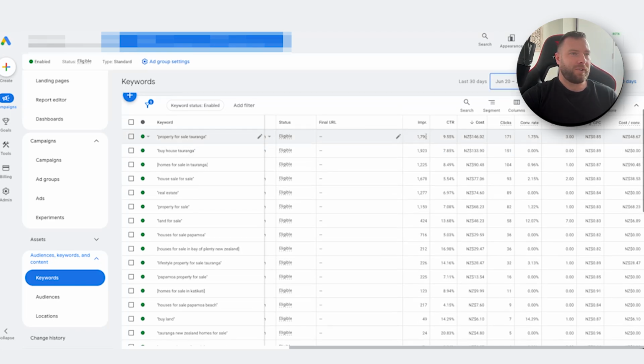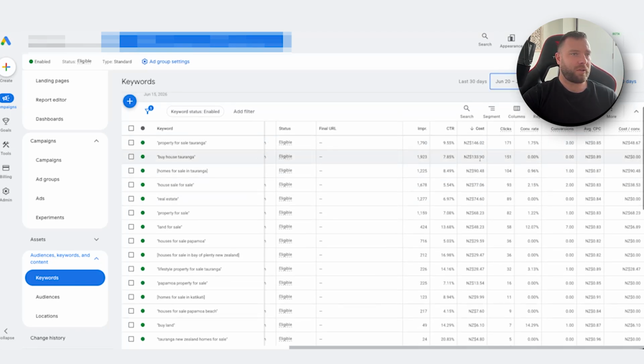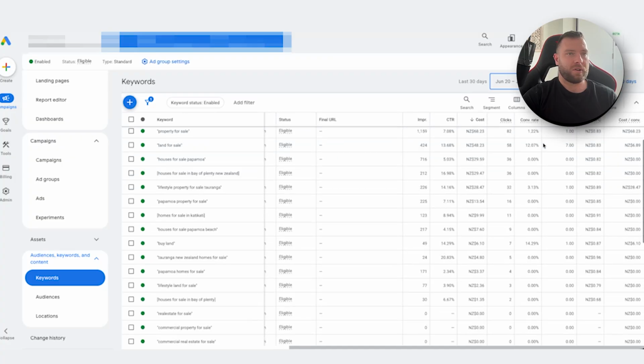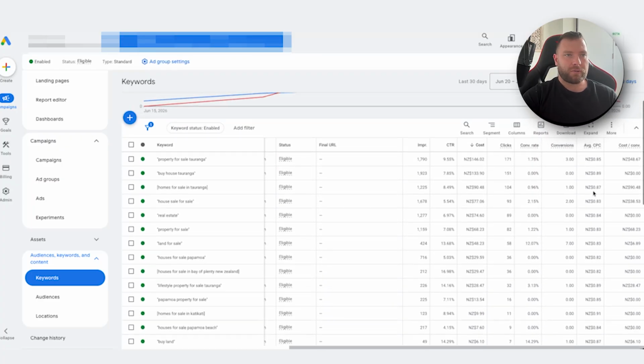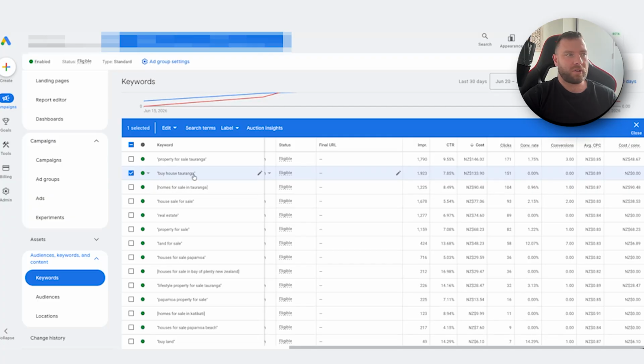If we have a look over here, you'll see that we have our cost columns segregated, and we know that certain keywords are underproducing relative to the average. If we go down the bottom here, you see the average cost per conversion is $48.45. Now, if you have a look at the cost column, you'll see that this keyword here, buy house Tauranga, spent $133.90 with no conversions. This one spent 90 for 1, 77 for 2, and 74 for 0.